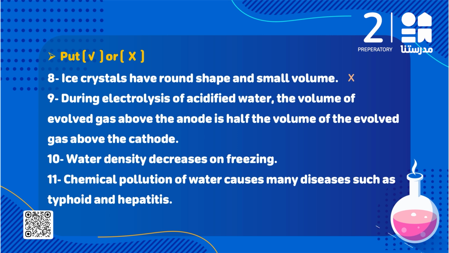During electrolysis of acidified water. We said acidified water means water with a few drops of acid to make the water a good conductor of electricity, as pure water is a bad conductor of electricity. So during electrolysis of acidified water, the volume of evolved gas above the anode, which is oxygen, is half the volume of evolved gas above the cathode, which is hydrogen. Of course, this is right.